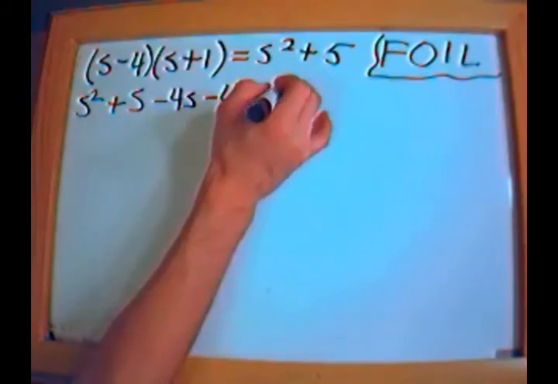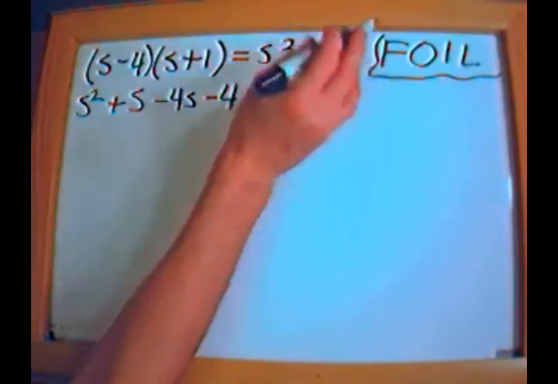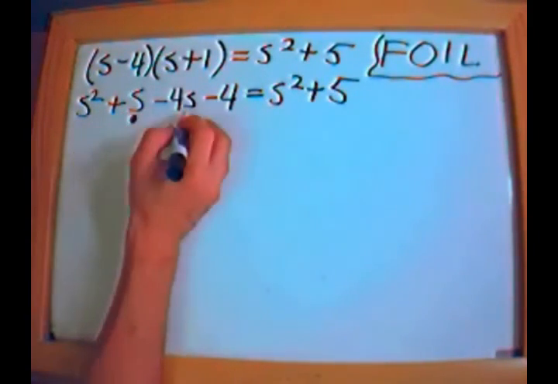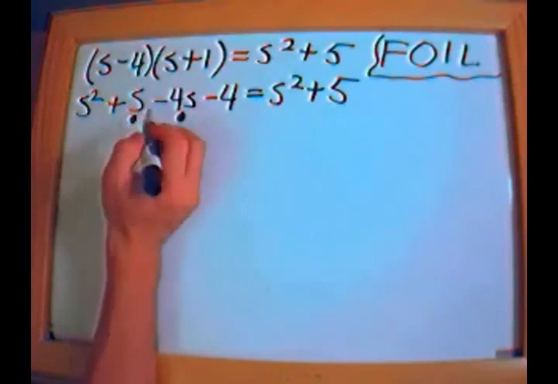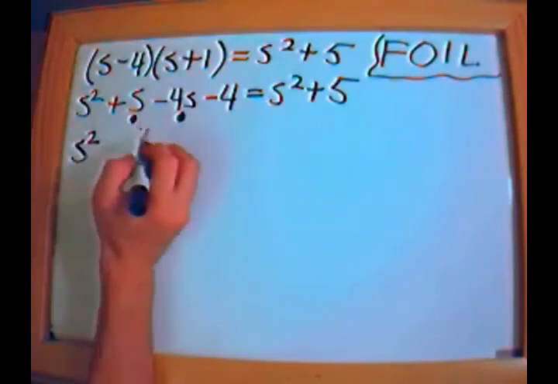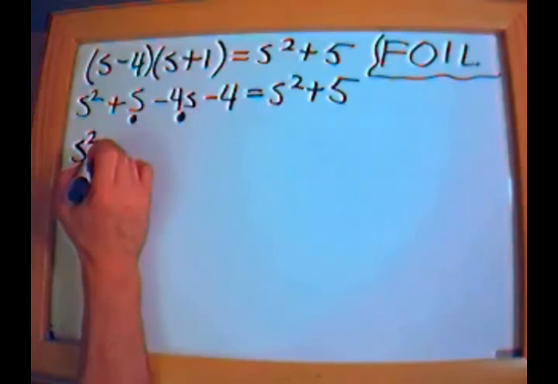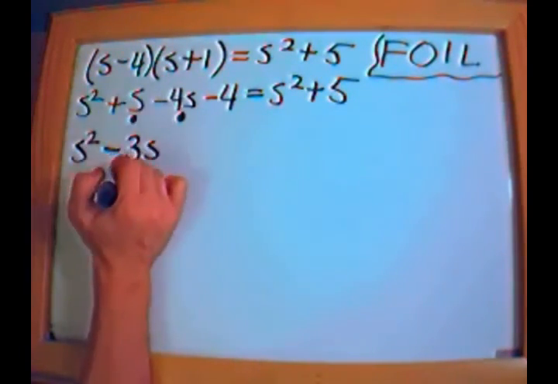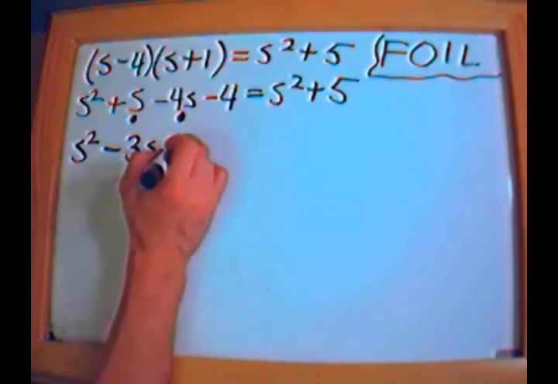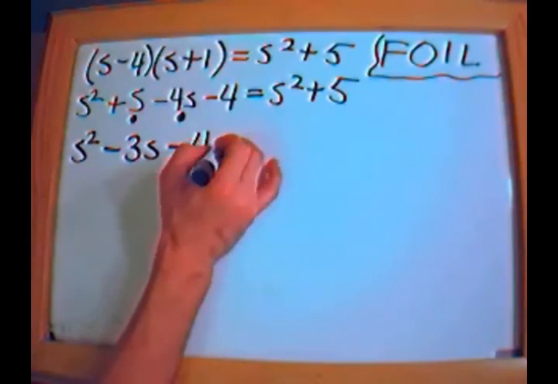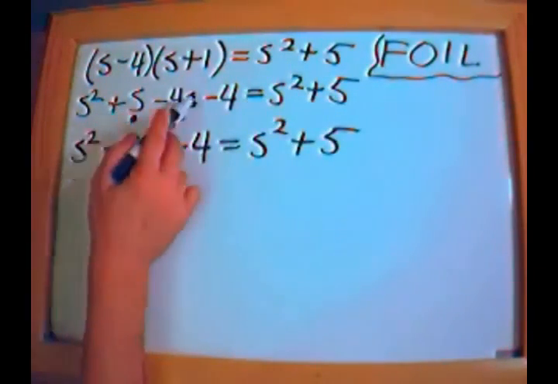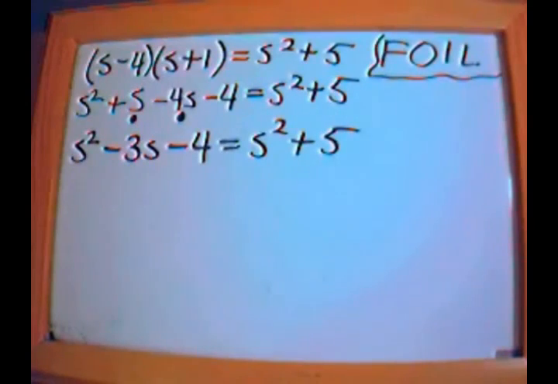And I'm simply going to carry over the s squared plus 5 over here because I haven't even touched that. Okay? First thing I notice is I have an s and an s here, and they're like terms, so I can combine those. So s squared, s minus 4s is negative 3s, because it's kind of like negative 4 plus 1, and that's going to give me negative 3. Negative 4 gets carried over, and the right-hand side of the equation, I haven't touched it, so I'm just going to write it down again. All I've done is add these two terms together in the middle. Okay?